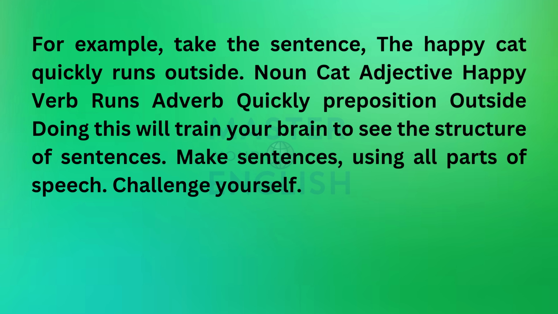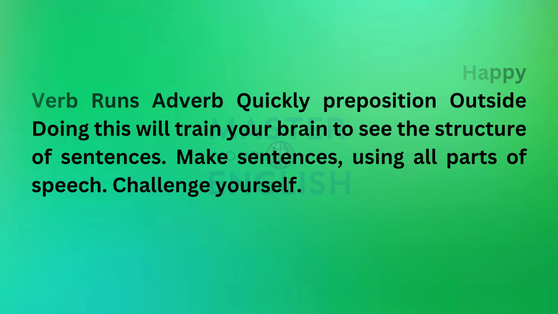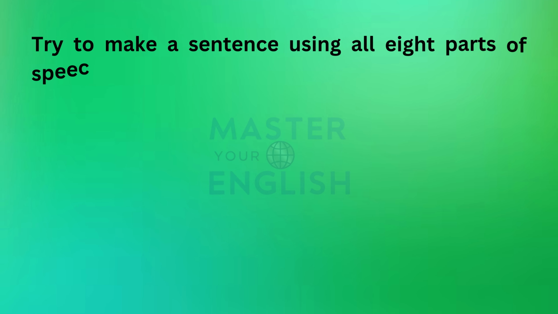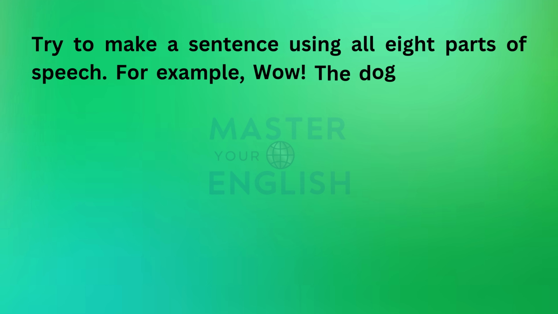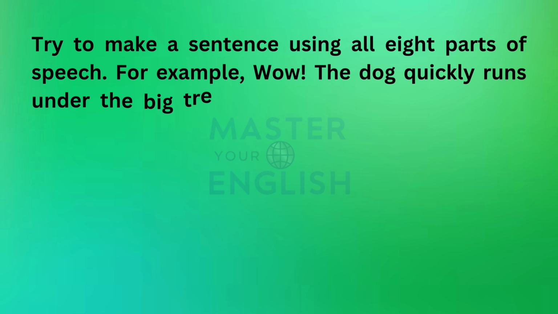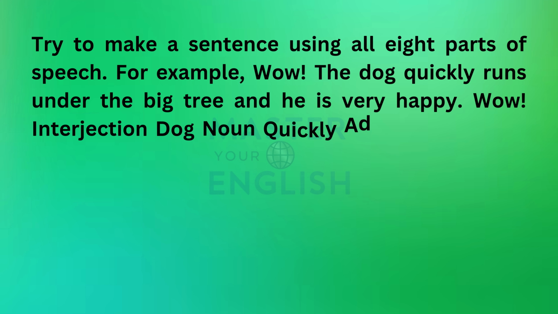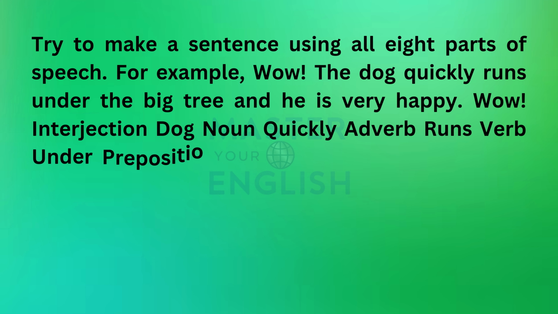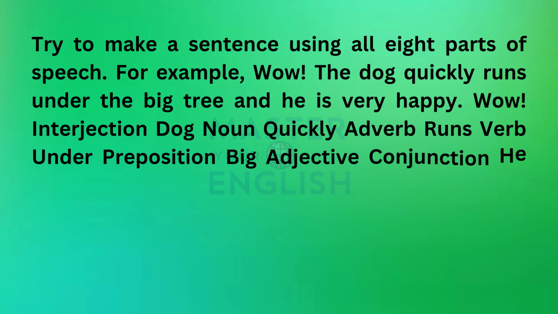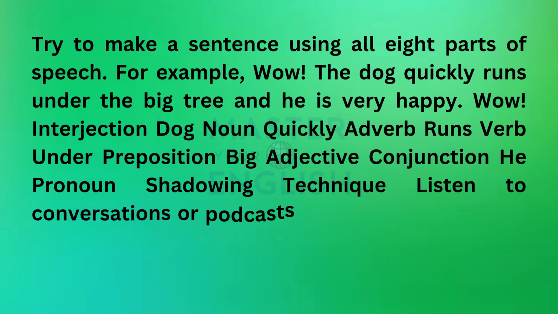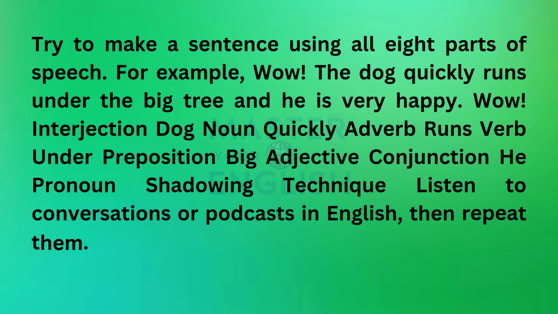Make sentences using all parts of speech. Challenge yourself. Try to make a sentence using all 8 parts of speech. For example, "Wow. The dog quickly runs under the big tree, and he is very happy." Wow, interjection. Dog, noun. Quickly, adverb. Runs, verb. Under, preposition. Big, adjective. And, conjunction. He, pronoun.